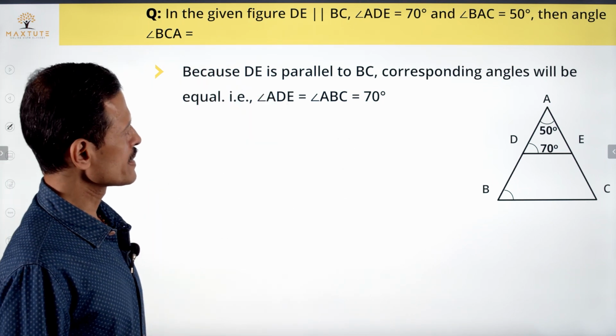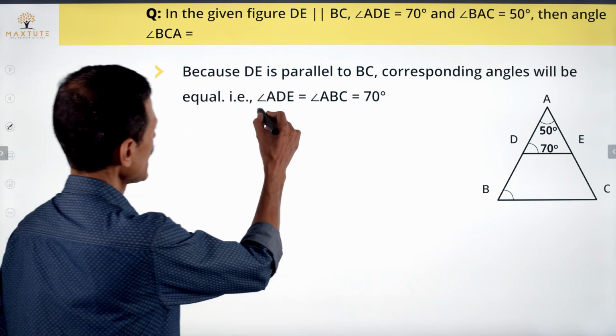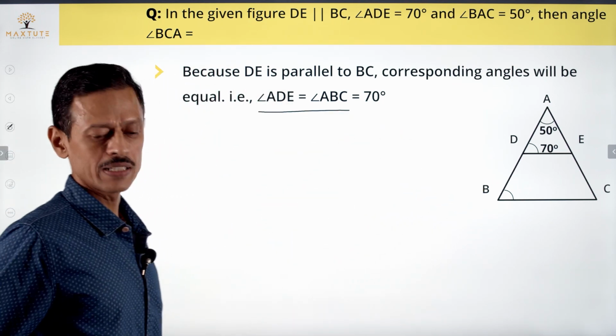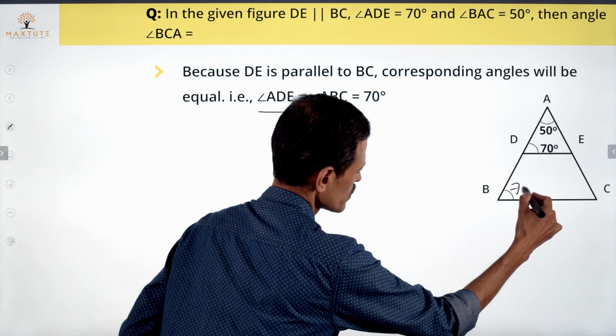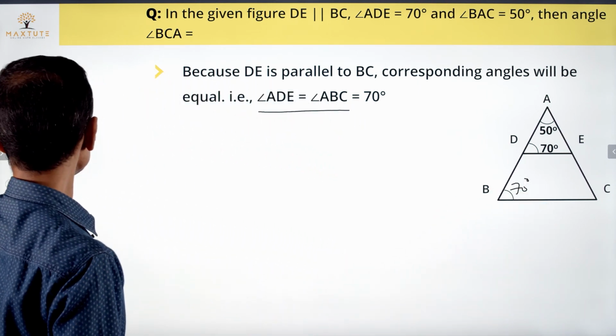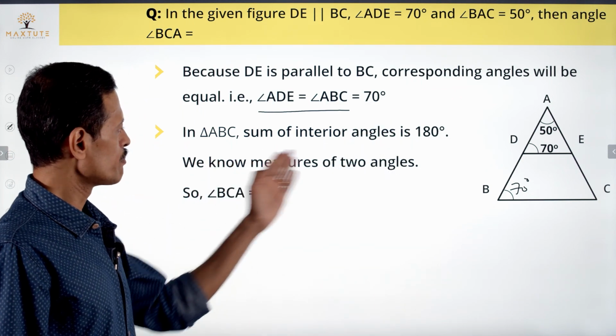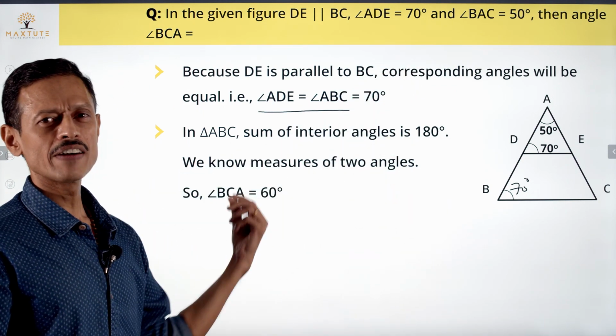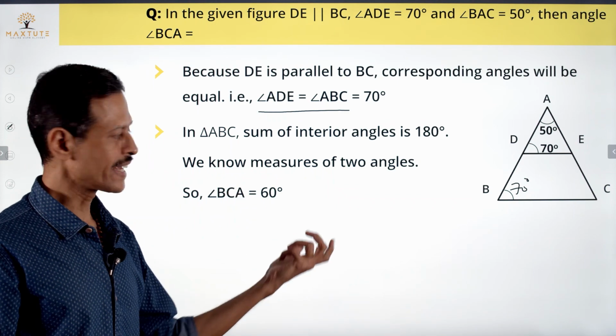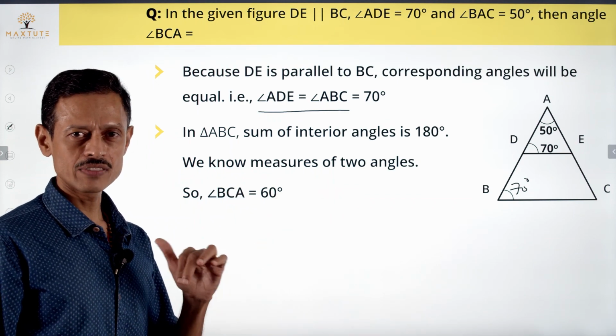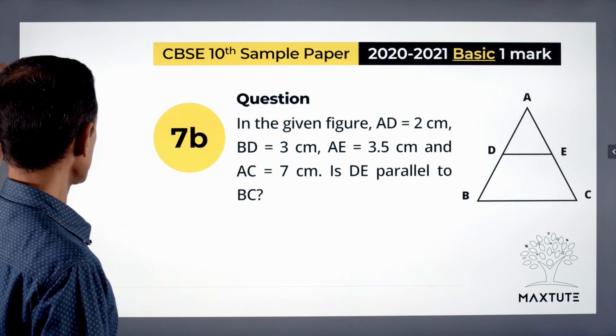Because DE is parallel to BC, corresponding angles will be equal. Angle ADE and angle ABC will be the same. So this is also 70 degrees. Then in triangle ABC, sum of the interior angles is 180. We know measures of two angles, A and B. Find out the measure of angle C, which is angle BCA, which is equal to 60 degrees. We have done this question. Move on to the next one, 7b.